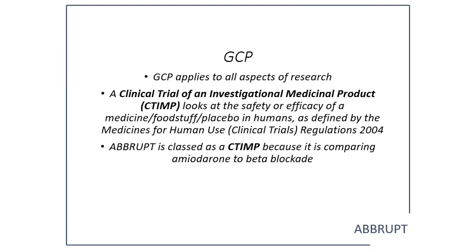GCP applies to all aspects of research. A clinical trial of an investigational medicinal product, a CTIMP, looks at the safety or efficacy of a medicine, foodstuff, placebo in humans as defined by the Medicines for Human Use Clinical Trials Regulations 2004. ABBRUPT is classed as a CTIMP because it is comparing amiodarone to beta blockade.